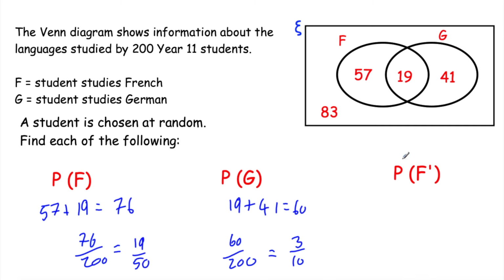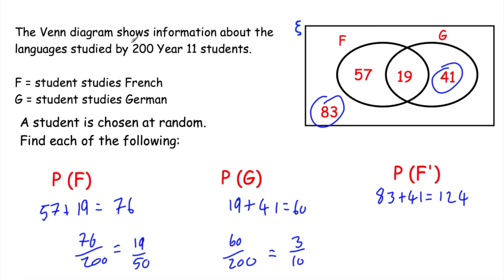So the probability that a student picked at random will study German will be 3/10, or 60/200ths. Okay, next. This time we've got the F with a little dash. Remember, that means the complement of F. It means not F. So in other words, we've been asked to find the probability that the student does not study French. So we want to figure out how many students do not study French. These students don't study French, and these students do not study French. So altogether, there'd be 83 plus 41. That's equal to 124. That means 124 students do not study French.